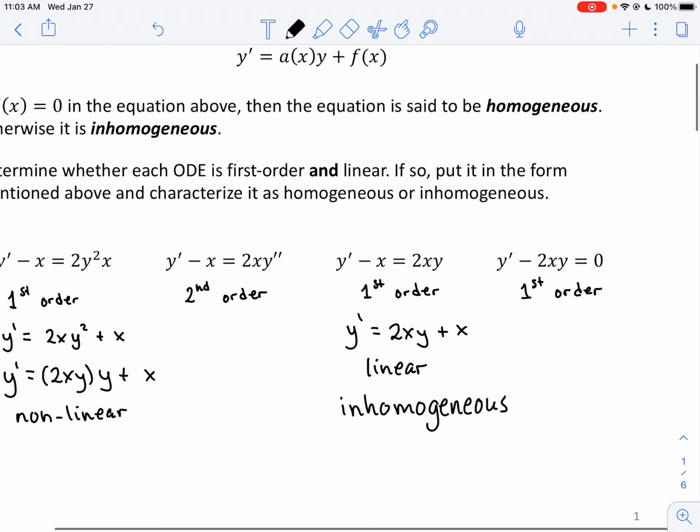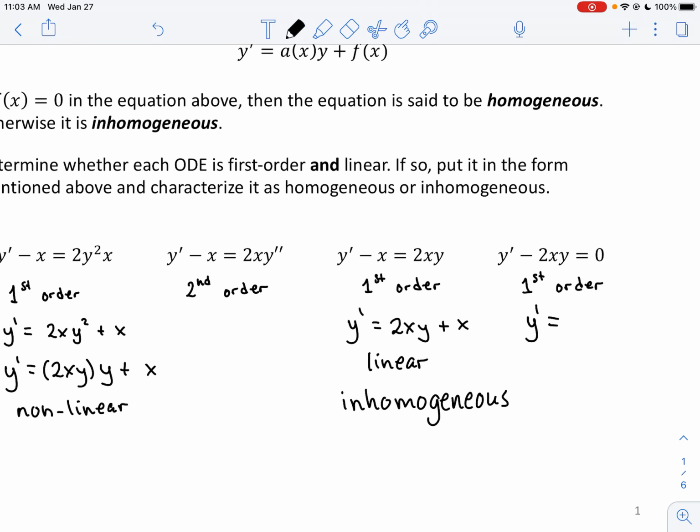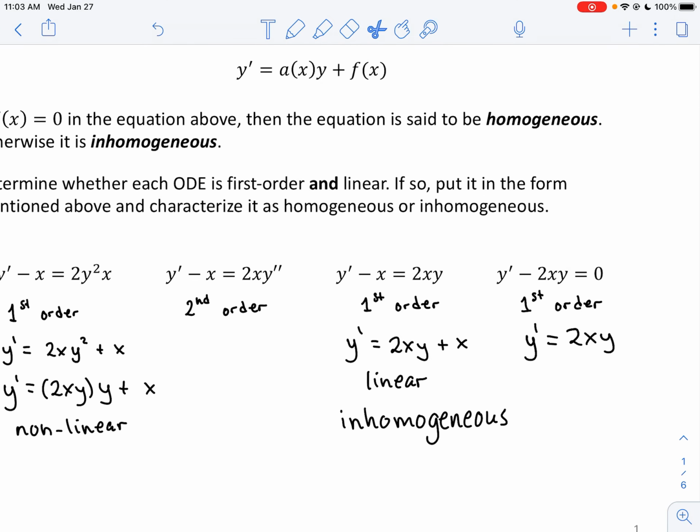And the fourth one, solving for y prime, we get y prime is equal to just 2xy. This does fit the form described above. The 2x is our a of x function times y, and then plus, we can say the f of x is the zero function, which is allowed. These functions f of x and a of x could be constants, they could involve x, they could be 0. So this one is linear, and it's homogeneous, because the f of x function is 0.